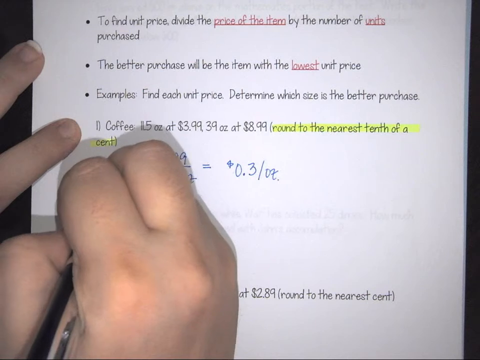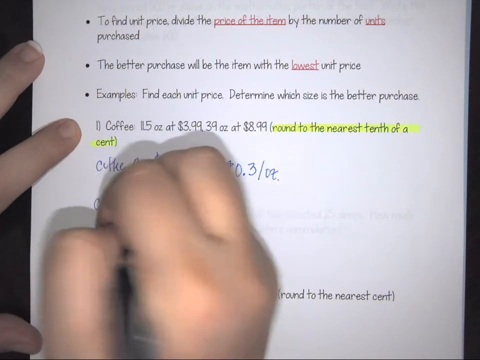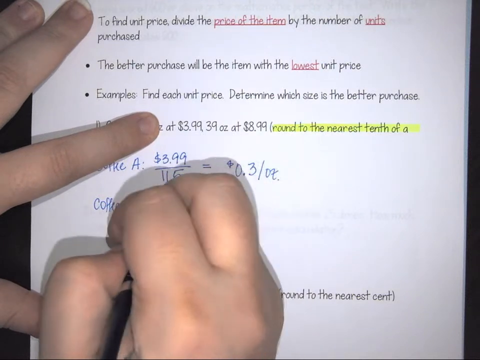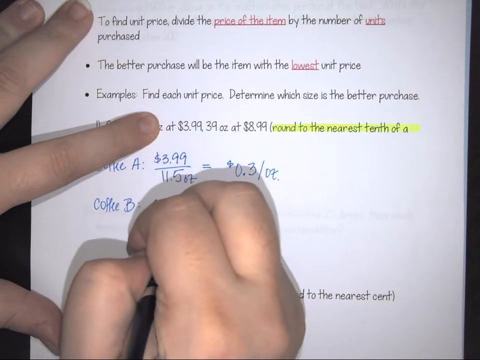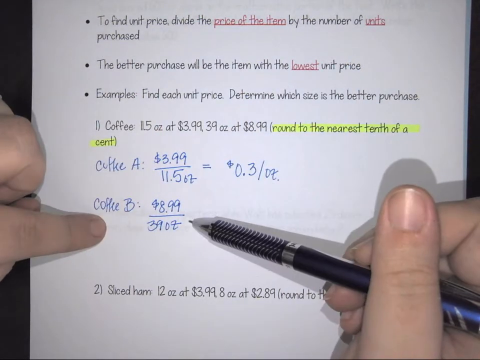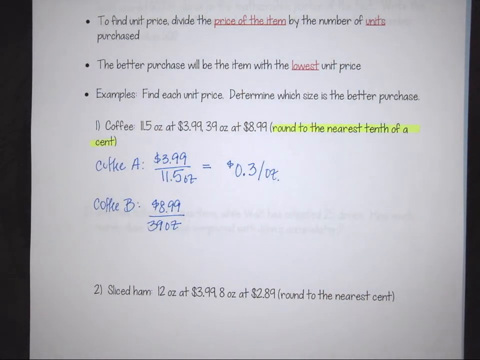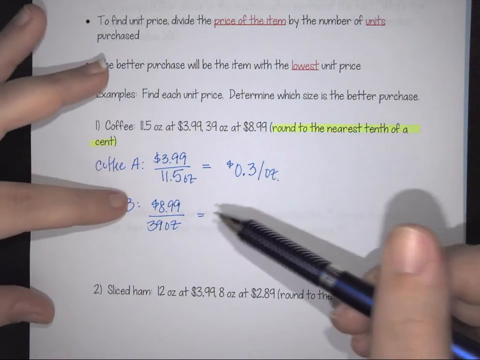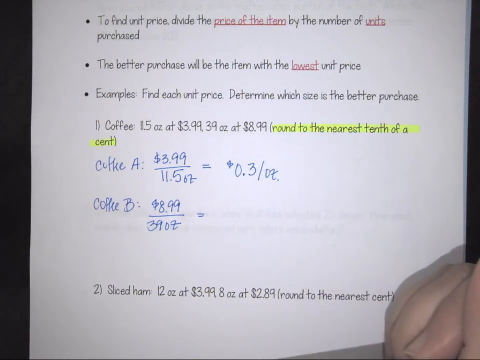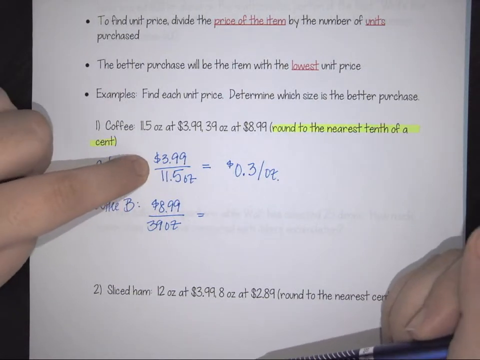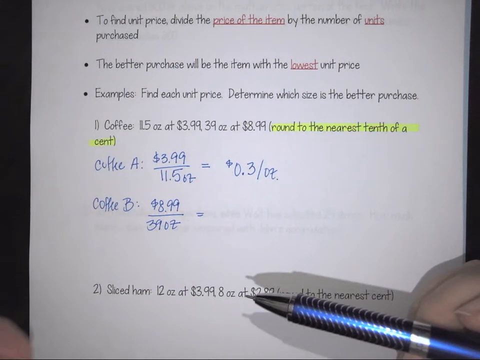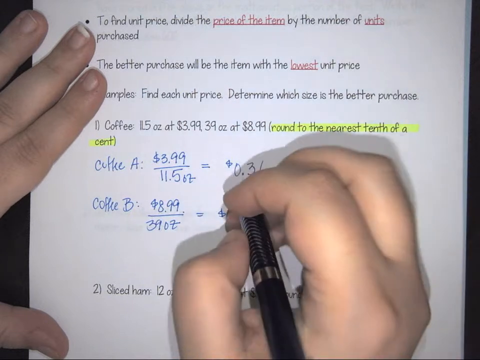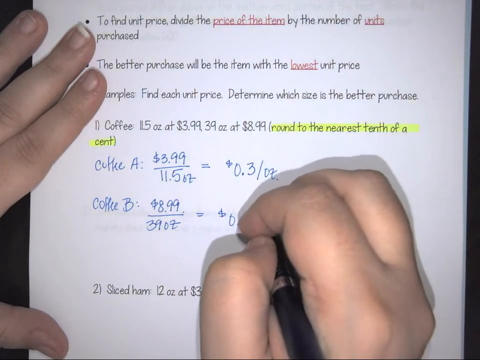Then I have coffee B. And this one is $8.99, but I'm getting 39 ounces. So notice, two very different products. I'm looking at a small bag and a big bag, and I'm also looking at a small price versus a bigger price. The assumption most people make in the grocery store is that the small price is the better buy because it's the lower value. But look what happens. When we actually divide that out, $8.99 divided by 39, you get 0.2 per ounce.